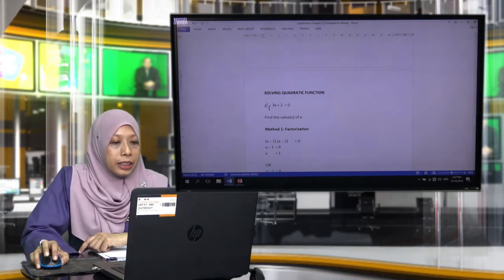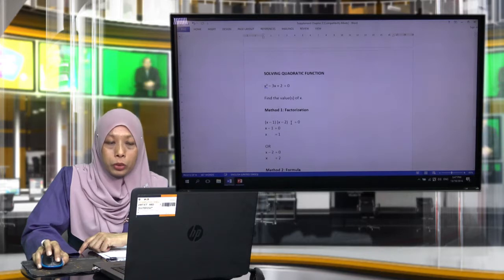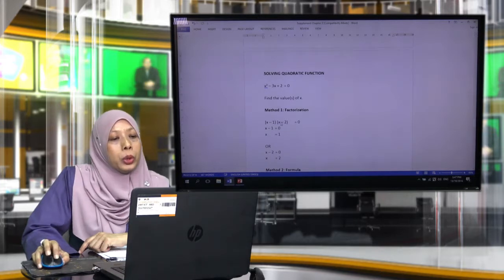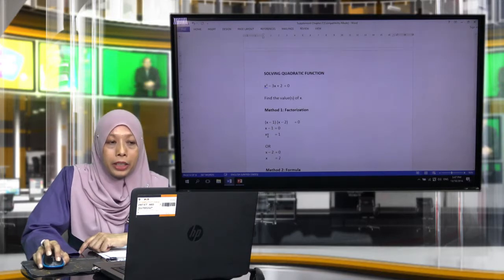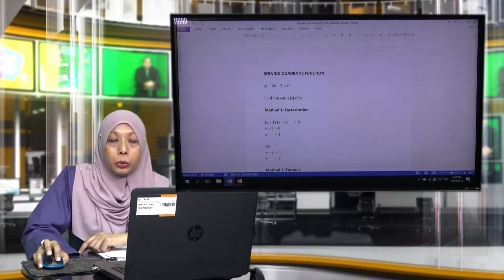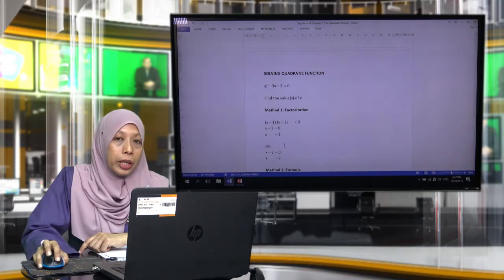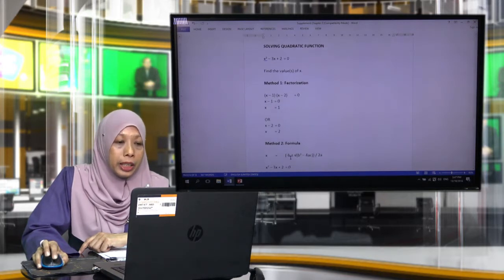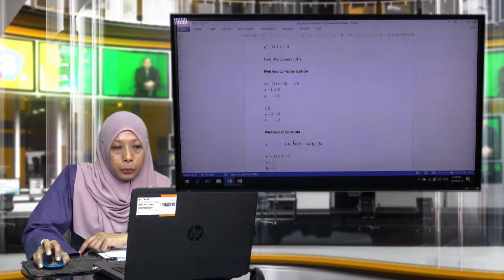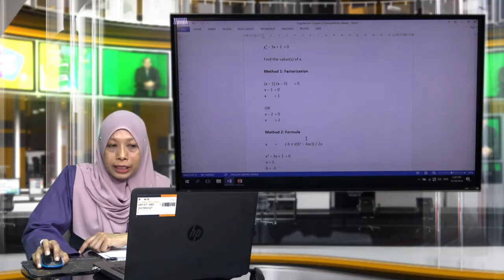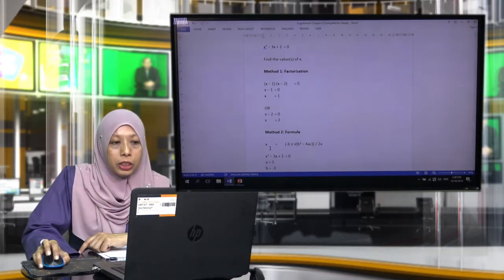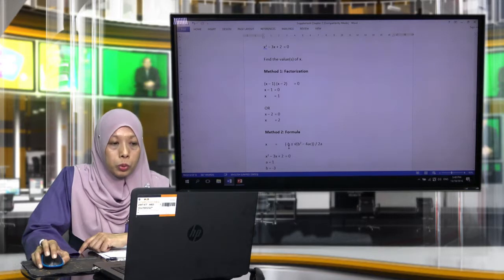Factorization requires you to find the factors for x squared and 2, and you need to do it in such a way that when you cross multiply, you end up getting the original function of x squared minus 3x plus 2. Once you are able to factorize it, you can solve your equation. So you can see that the values for x are going to be 1 or 2.